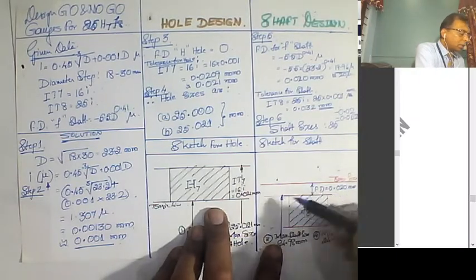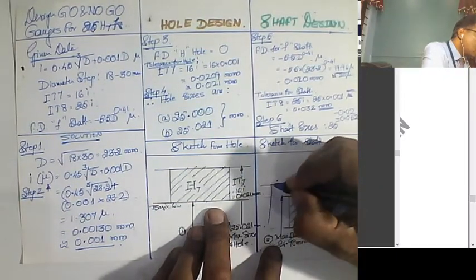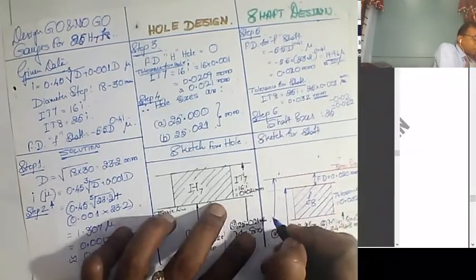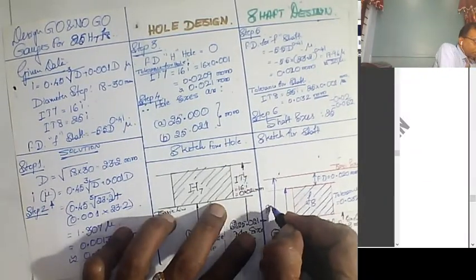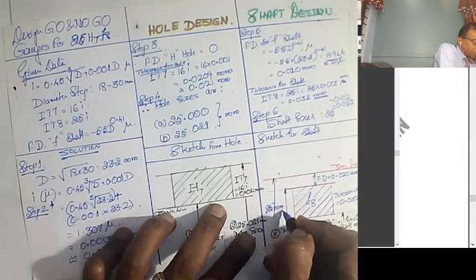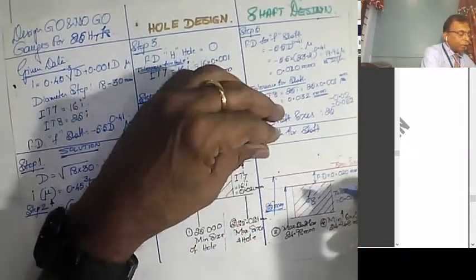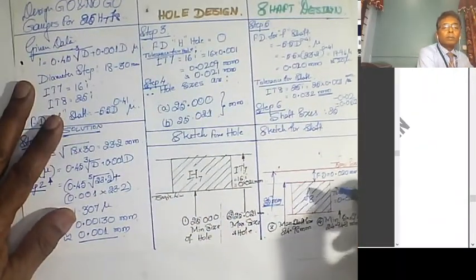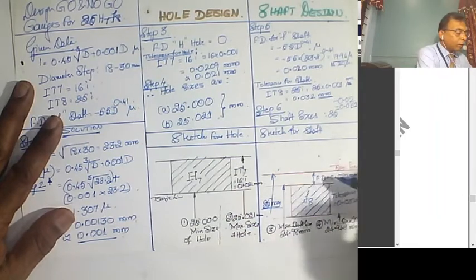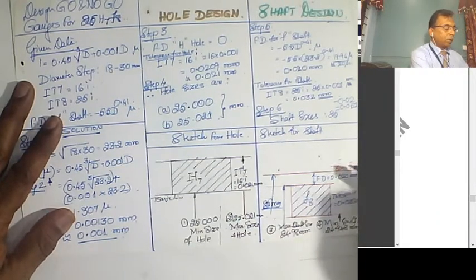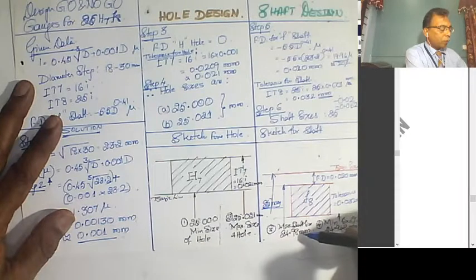Now what is the maximum size of the shaft? That is 25 minus this. The basic size is 25, right? 25 mm, it's already given as the basic size. So 25 minus 0.020 will give you 24.98.